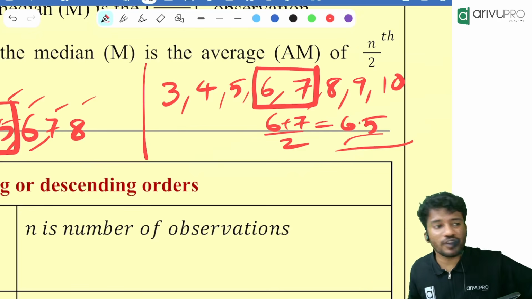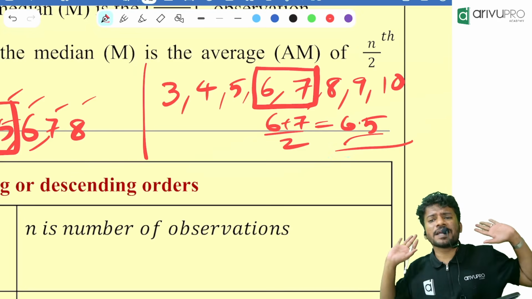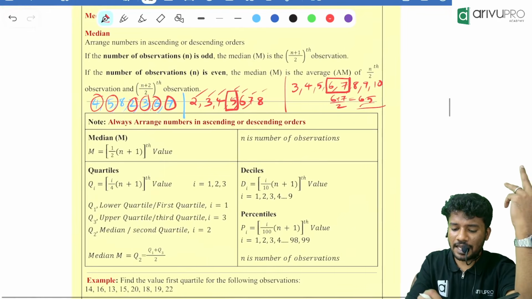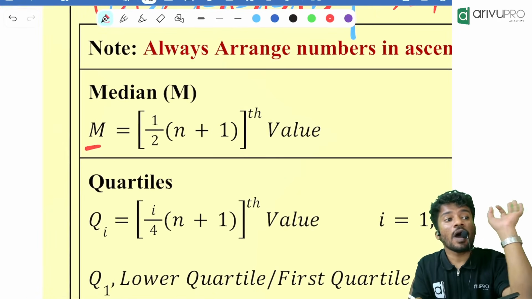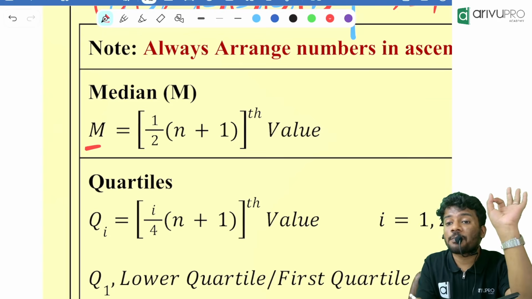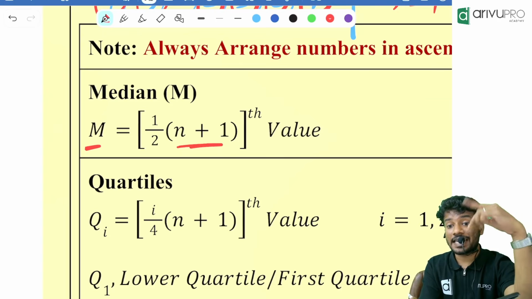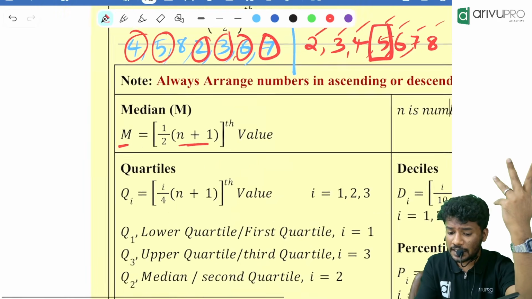You can find median using that method. That is another way of finding median, but that is only for median. We can also find median using another method, which is mentioned over here. Median is nothing but the 1 by 2 into (n plus 1)th value. What is it now? 1 by 2 into (n plus 1)th value. We can use this formula to get the value of median.